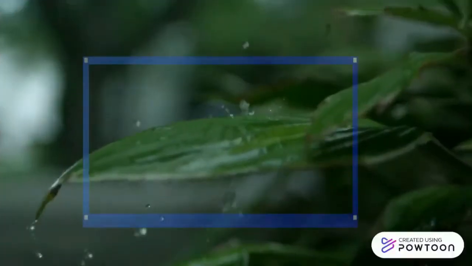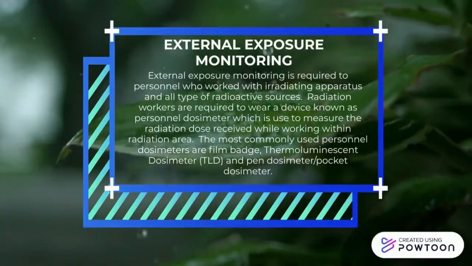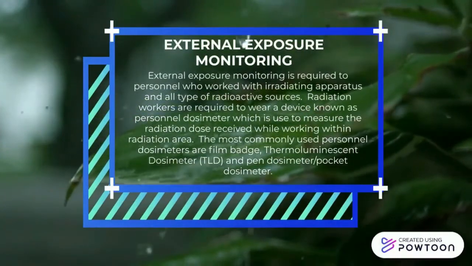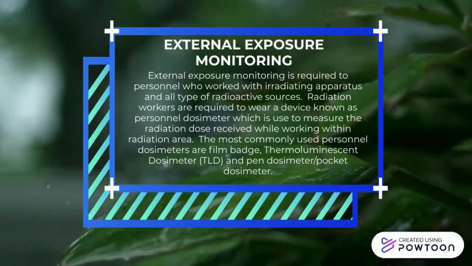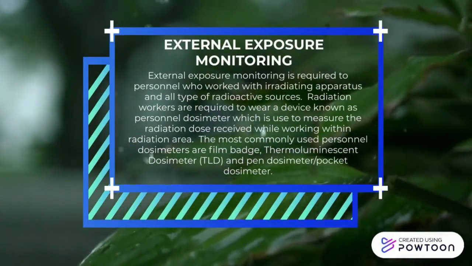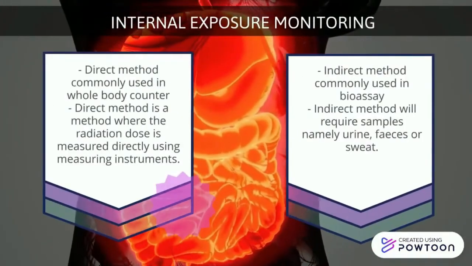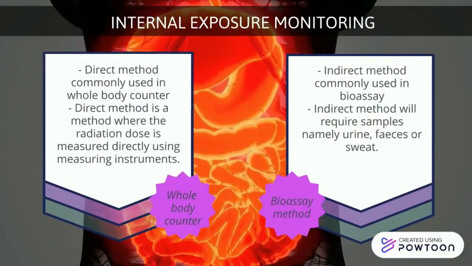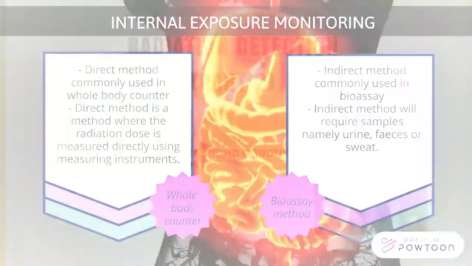Internal exposure monitoring is required for personnel who work with irradiating apparatus and all types of radioactive sources. Radiation workers are required to wear a device known as a personal dosimeter, which is used to measure the radiation dose received while working within a radiation area. As for the internal exposure monitoring, the whole body counting is a direct method where the radiation dose is measured using a measuring instrument, while the bioassay method is an indirect method which requires a sample, namely urine, feces or sweat.